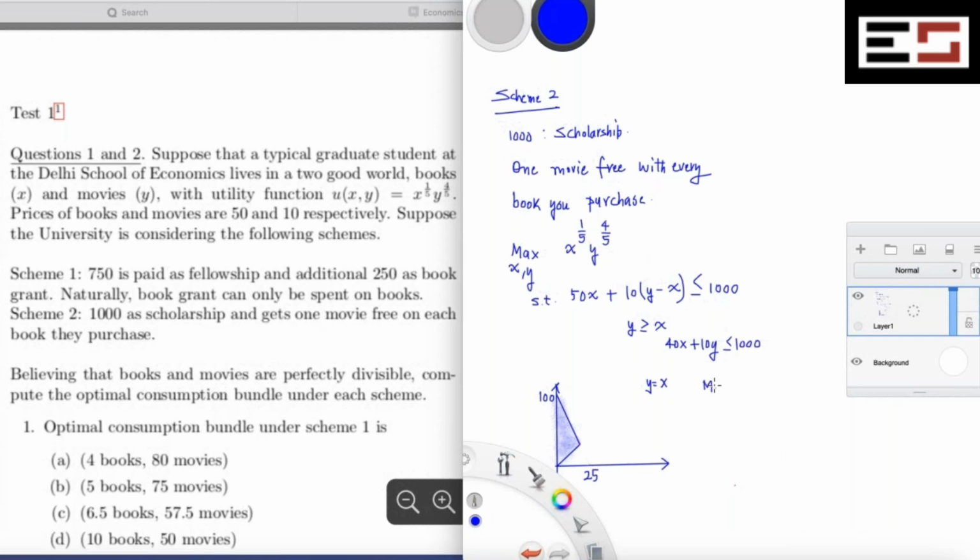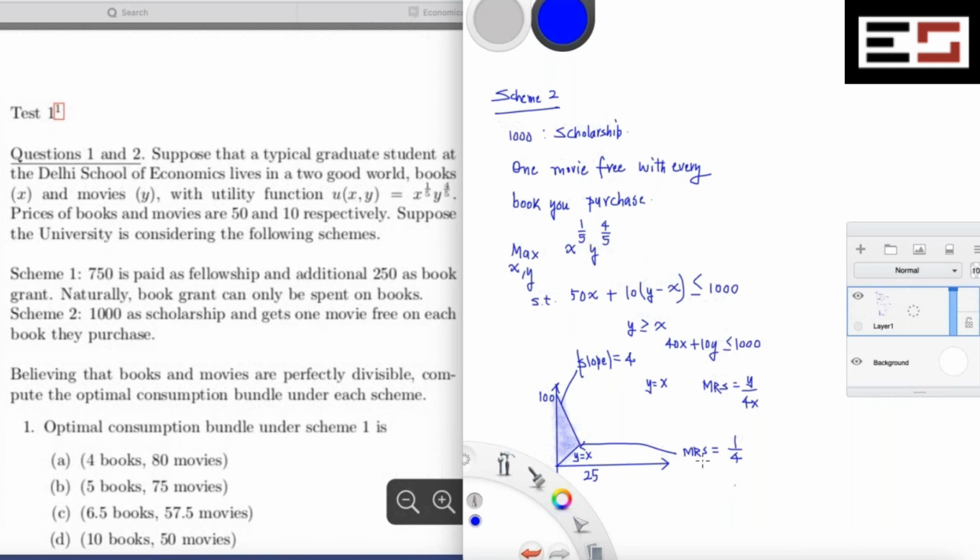So what is the MRS? If you remember, MRS is y by 4x. Because this point lies on the y equal to x line, at this point the MRS is 0.25. So at this point MRS is 1 by 4, because y equals x at this point. And what is the slope of this line in absolute terms? It is 4, right?